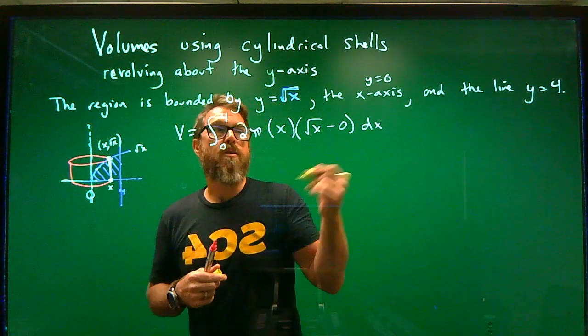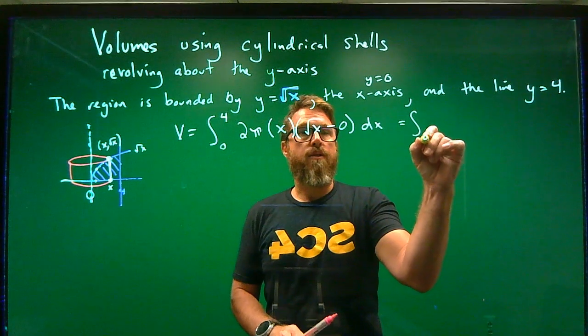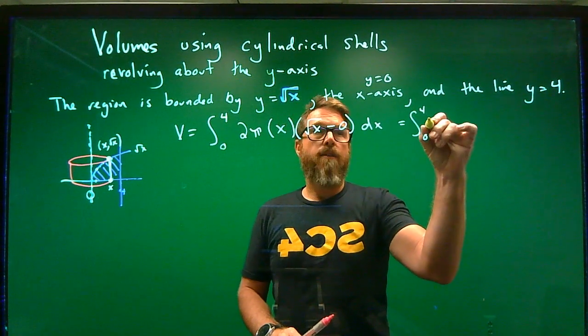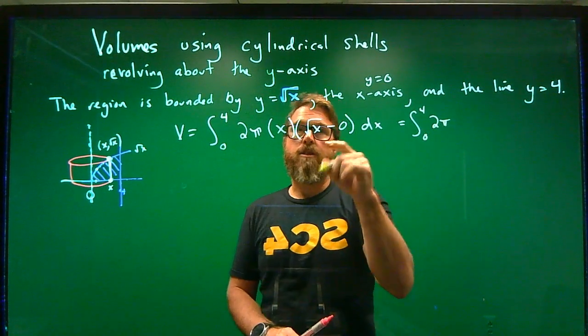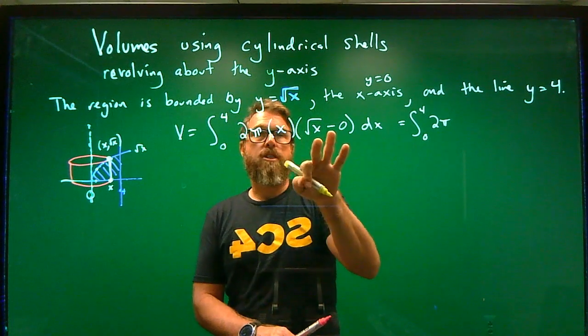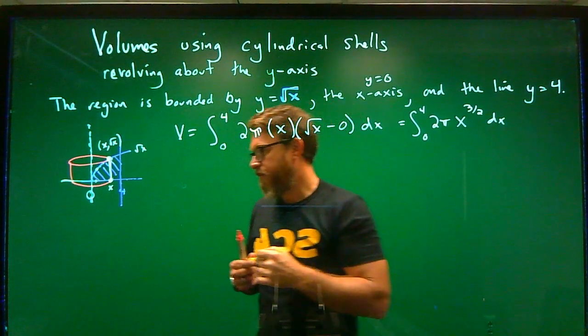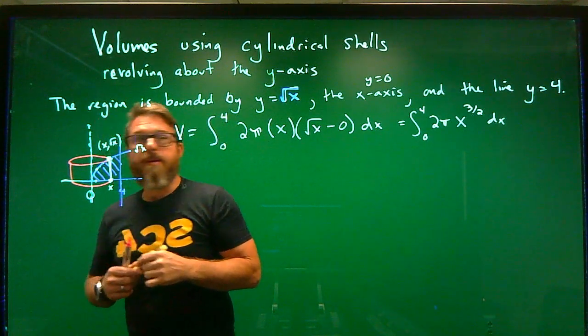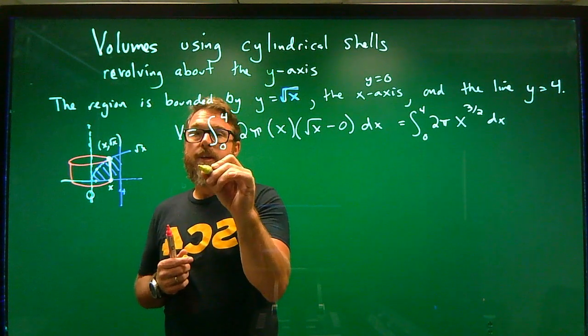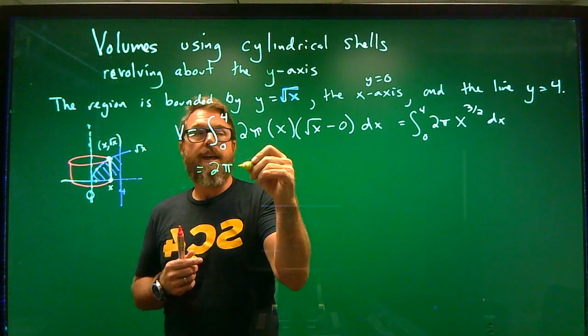So what we get here is this is going to be equal to the integral from 0 to 4 of 2 pi times, well, this 0 is gone, so I have x to the 1, x to the 1/2, so this is going to be x to the 3/2 dx. So we can pull out the 2 pi and we can integrate this. So this is 2 pi.